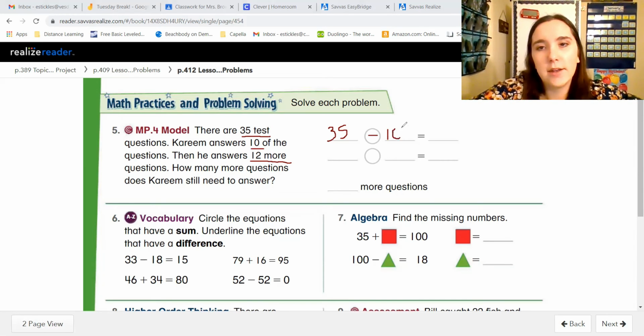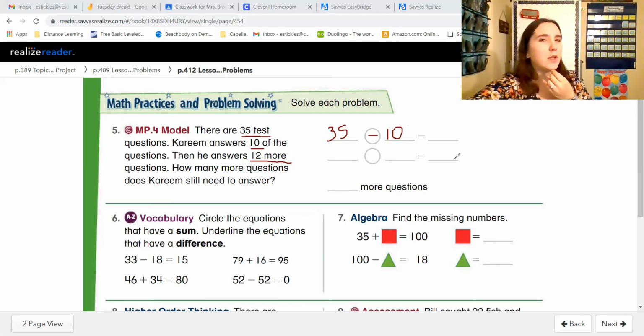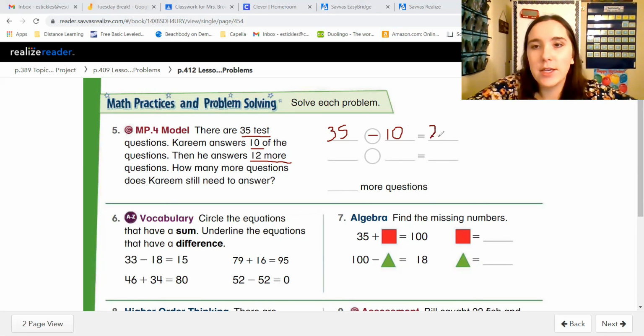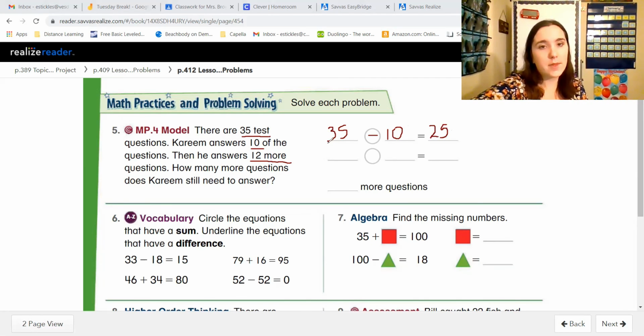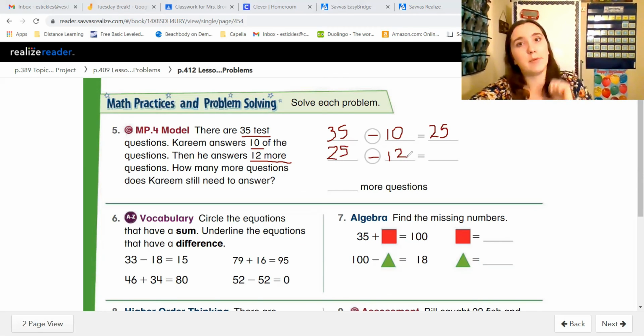So 35 minus 10. Let's see. I bet you don't even have to do that on the side to solve that problem. I'll give you about 5 seconds to solve that. What do you think? 35 minus 10. 25. So after he solves his first 10 questions, he has 25 left. Okay. Then, which sounds like a second step, then he solves 12 more questions. And we want to know how many he still has left to do. So I'm going to take my 25 that he has left, and now I'm going to subtract 12 more. Because he's done 12 more problems now in our second step of our problem.